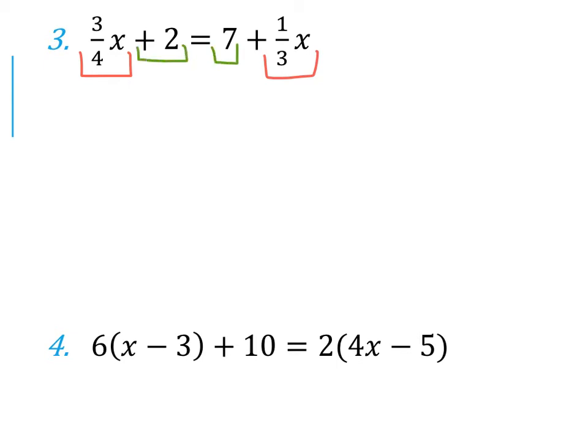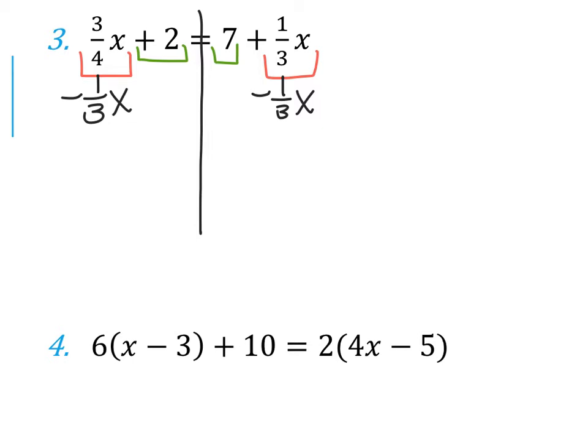I'm going to highlight those like terms again. So I see those fractions. I want to move one over to the other side so they're together. I'm going to move over the positive 1/3. So the opposite of adding 1/3 is subtracting 1/3 x, I should say.